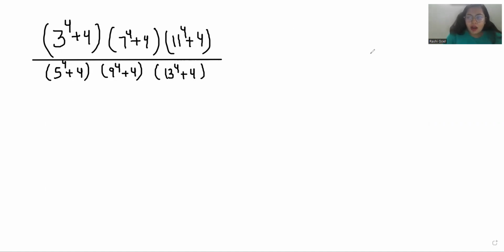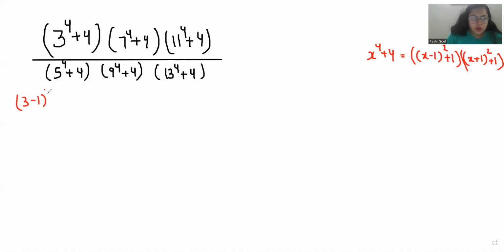So we have a formula: x power 4 plus 4, if it is given, we can write this as x minus 1 whole square plus 1 times x plus 1 whole square plus 1. So I'm going to use this formula here. In the first case x is 3, so we can write it as 3 minus 1 whole square plus 1, 3 plus 1 whole square plus 1.